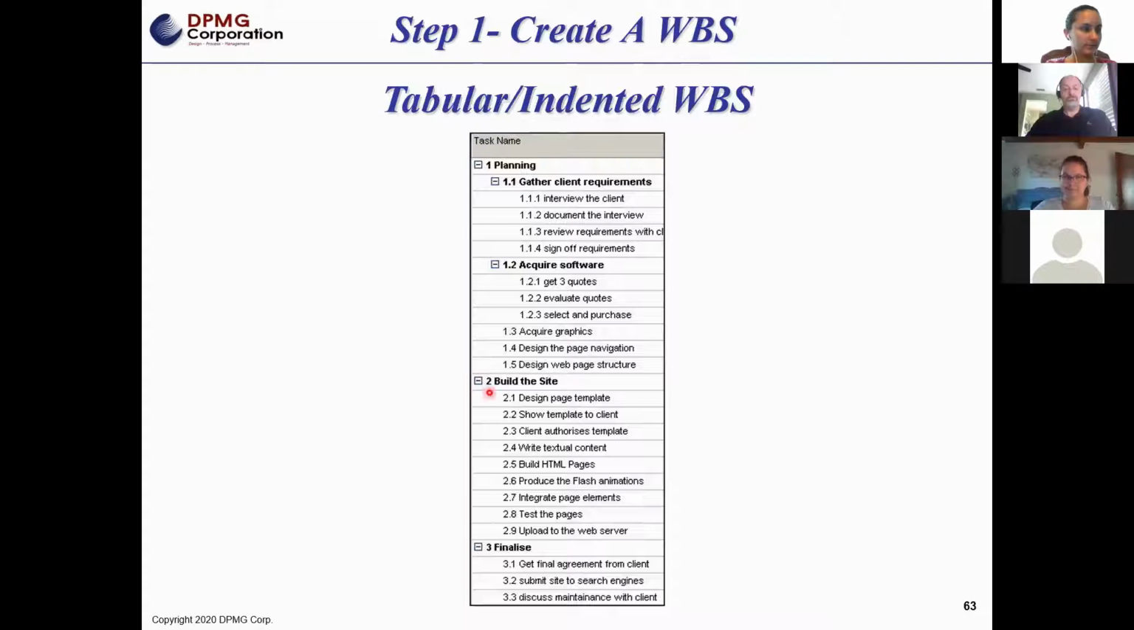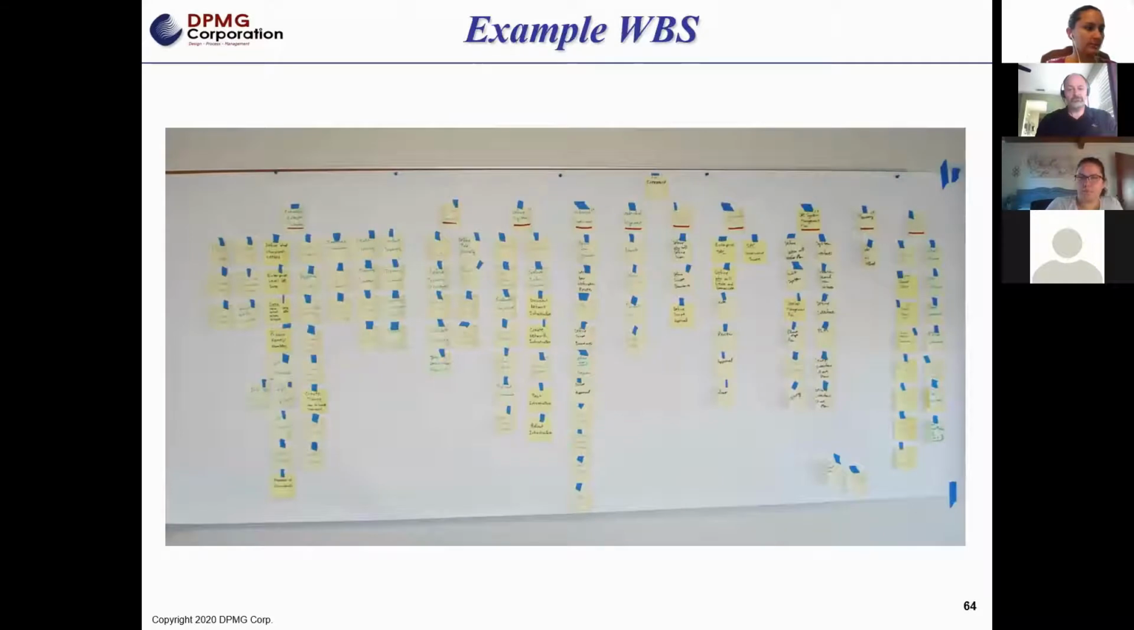Then step number 2 would be build the site. Here are all the activities under build site. Finalize, here are all the activities under finalize. So this is how you would see it in the software. And this is that first column, because then the Gantt chart gets created down at the other end.